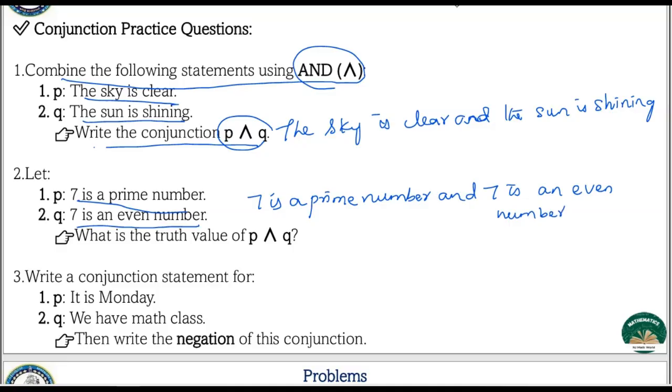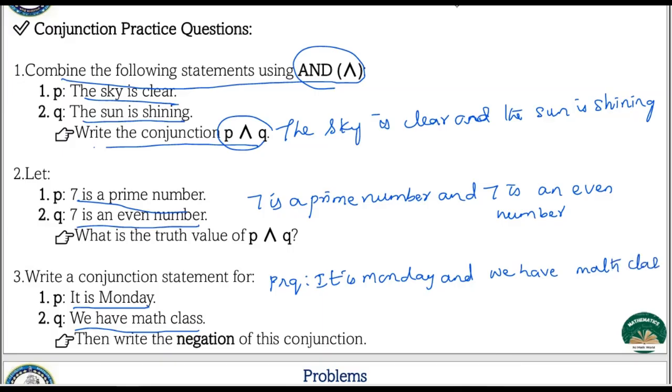Then write a conjunction statement for P: it is Monday, Q: we have a maths class. So yeah, P and Q. What will be P and Q? It is Monday, and we have maths class. So this will be P and Q.